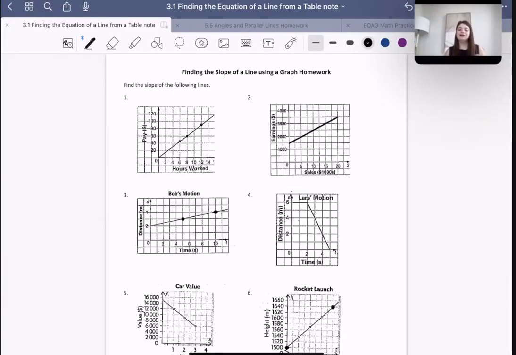Hello, everyone. Welcome back. Today, we're just going to do a quick lesson about finding the slope of a line using a graph. So this was assigned to you guys, and I wanted to just go over how we would answer these questions. I know we do have the answer key, but let's talk about why those are the answers, and let's figure it out together here.